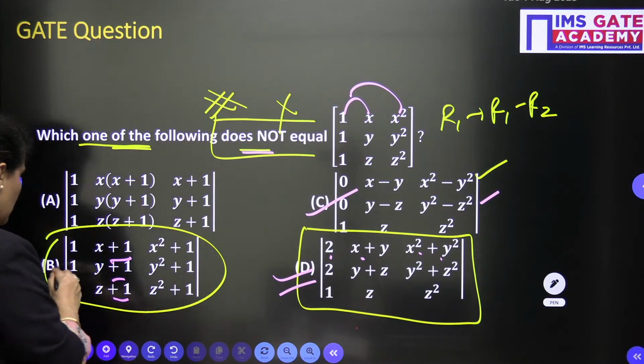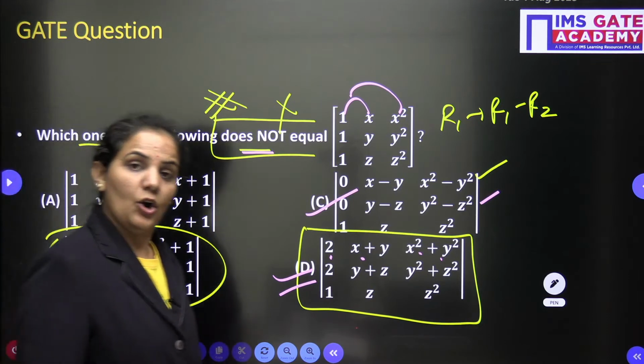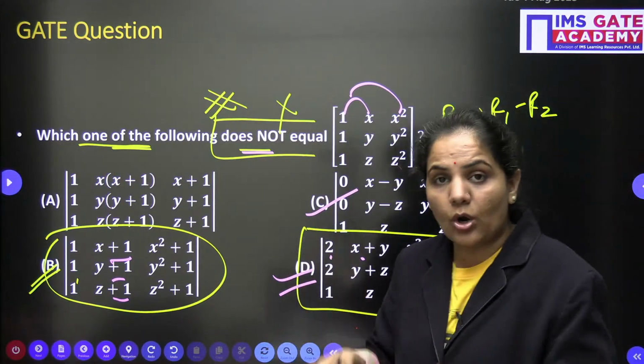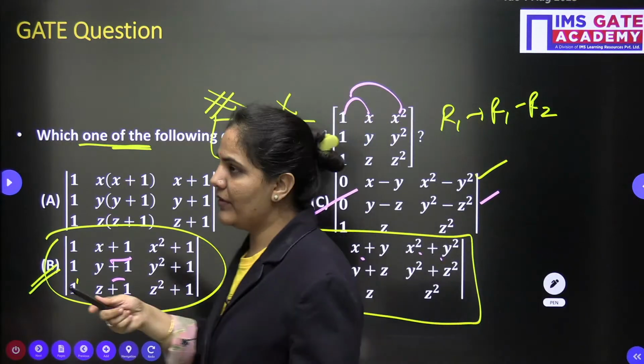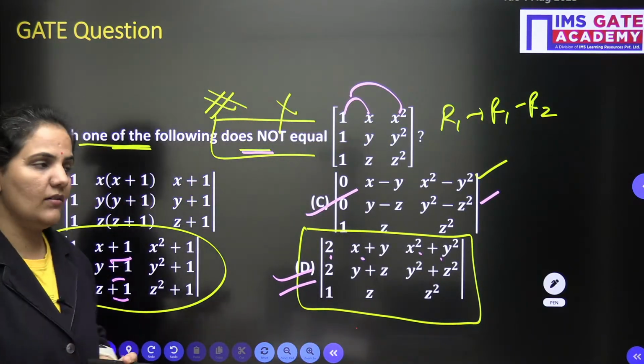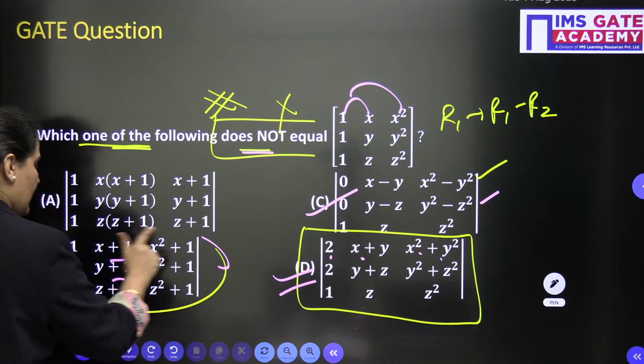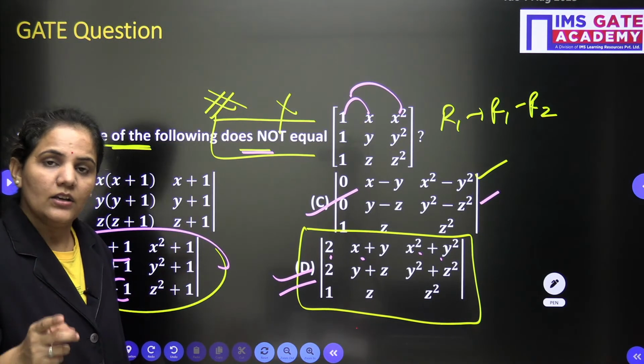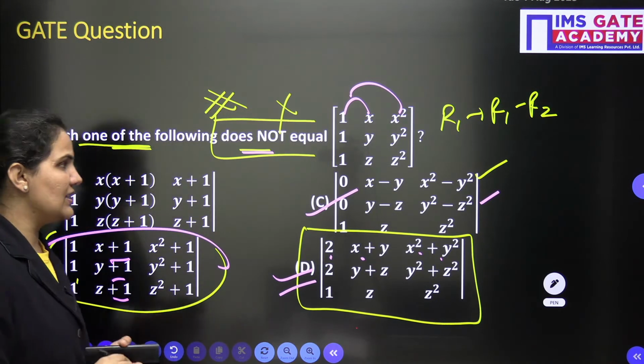Yes, this is also possible, ma'am. This is also right. Options B, C, D are absolutely right. I need to find out which is not equal. So now we are left with only option A, which is not equal, the remaining one. So this must be the answer. But why is this the answer? You should know the reason why this is the answer.